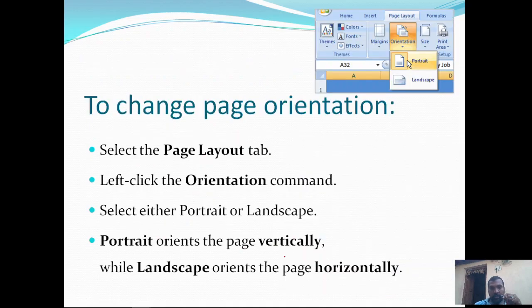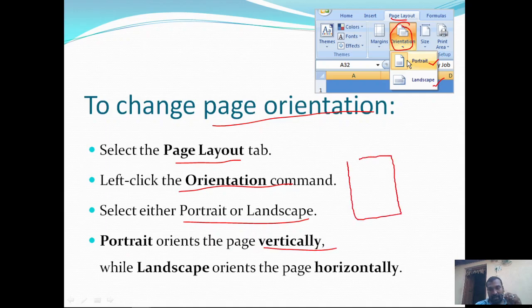Okay, so to change the page orientation, the orientation command is there under the page layout only. Click on this orientation. Here we have two options, portrait and landscape. Select the page layout tab and left click on the orientation command. Select either portrait or landscape. Portrait orients the page vertically. If you choose the portrait, it prints the document vertically. If you choose the landscape, it is going to print the document like this.